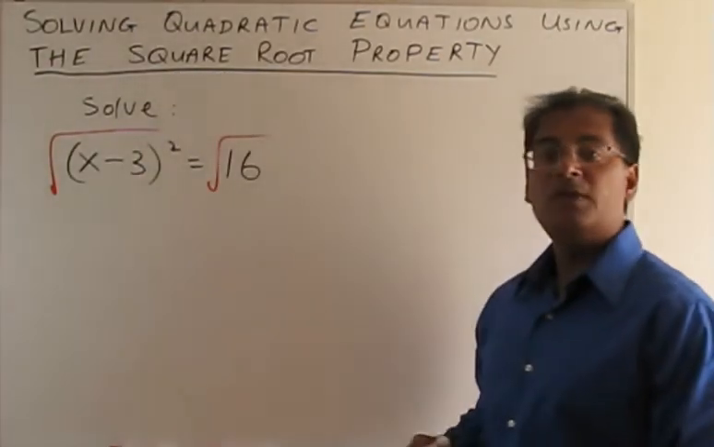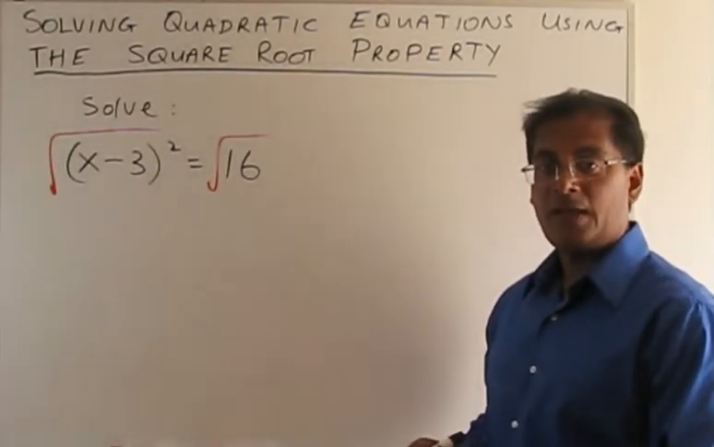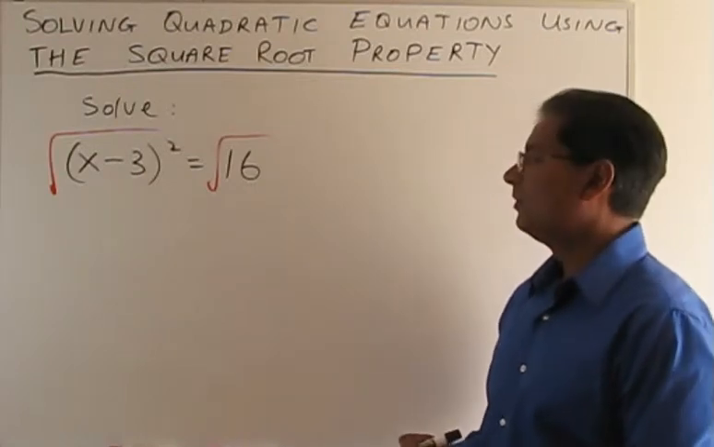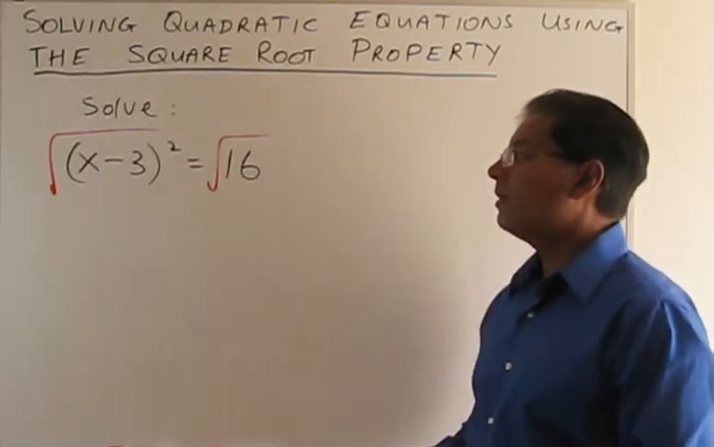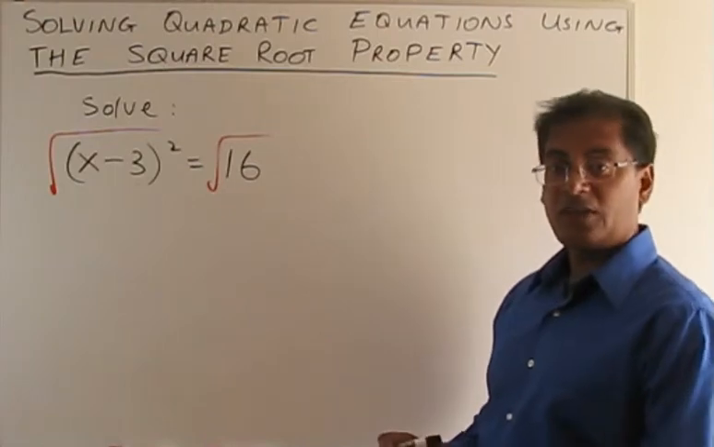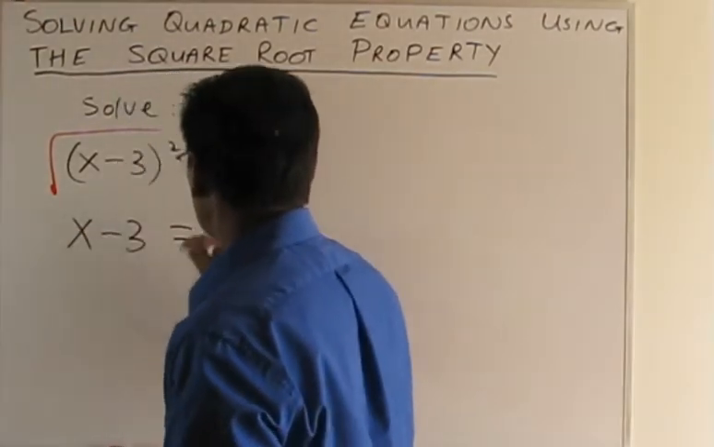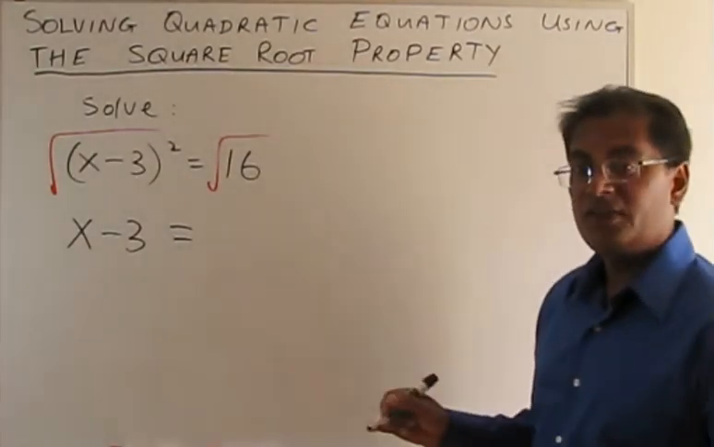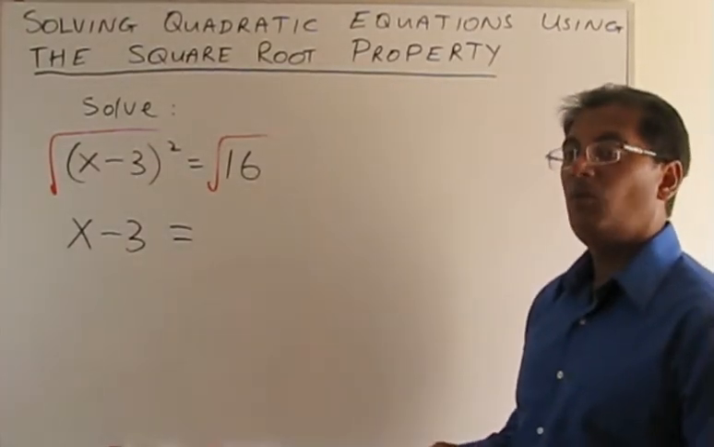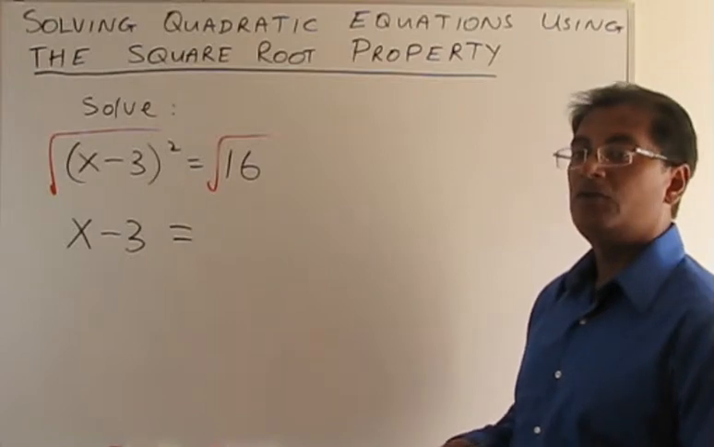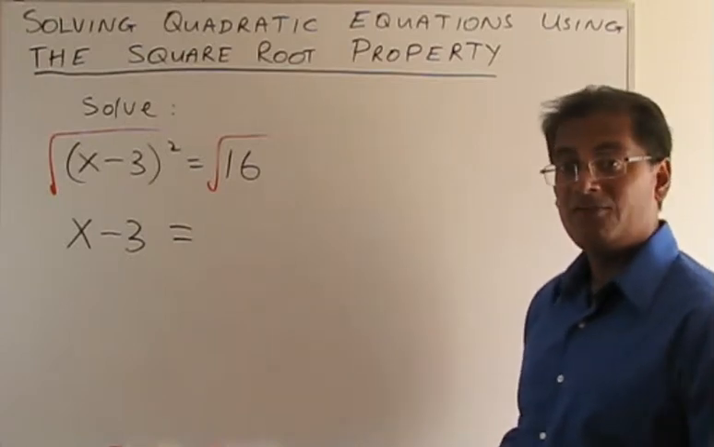So we can square root both sides, which is actually what we've been doing in our previous examples. The square root of a square, the square root of (x - 3)^2, is just x - 3. And the square root of 16 is where we have to be careful. What is the square root of 16? Well, it could be 4 or it could be negative 4.